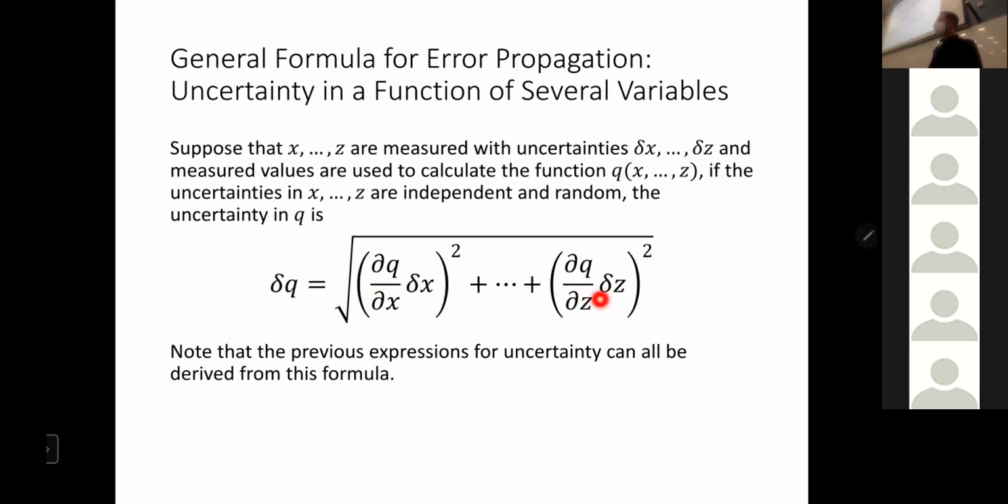So for each independent variable that has uncertainty, you take the partial derivative of q with respect to that variable, holding all the other variables constant, you multiply by the uncertainty in that variable, and then you square this whole term. And then you have one term under the square root sign for every independent variable that has an error associated with it. Okay, so all of the formulas that we've used so far, you could derive just from this one formula. This is the only one that you would have to memorize.